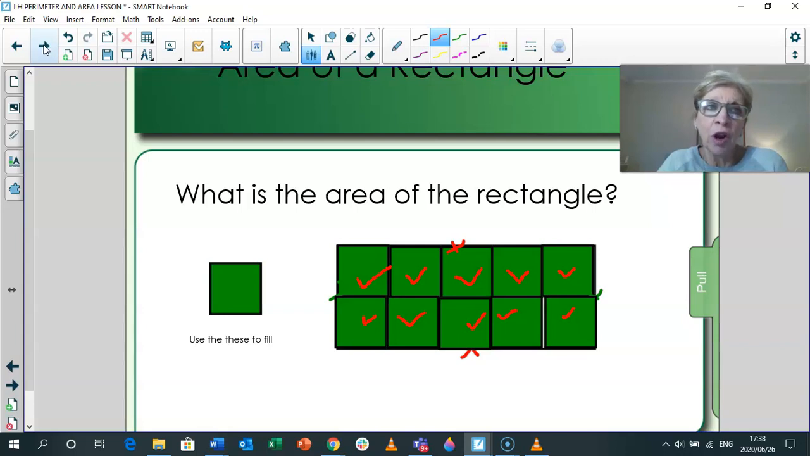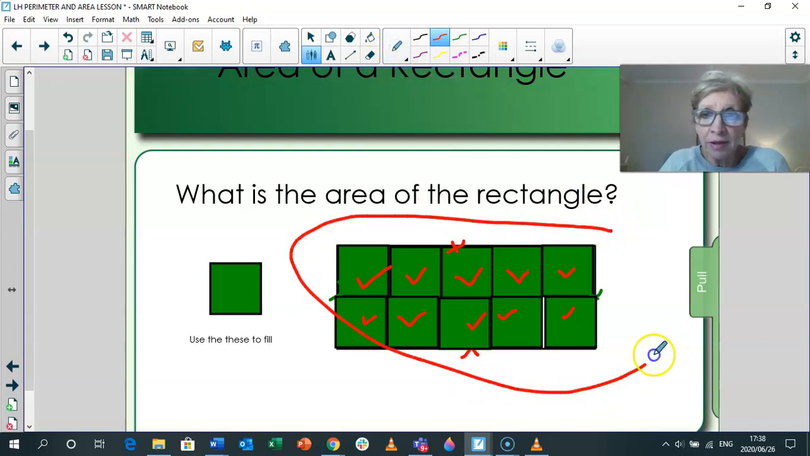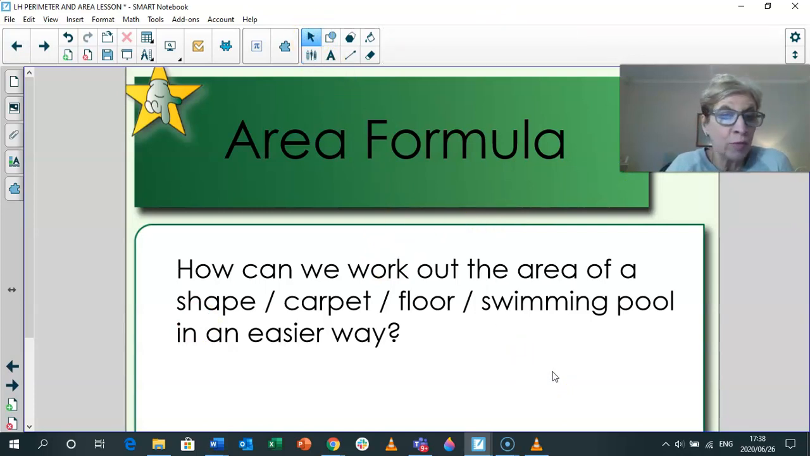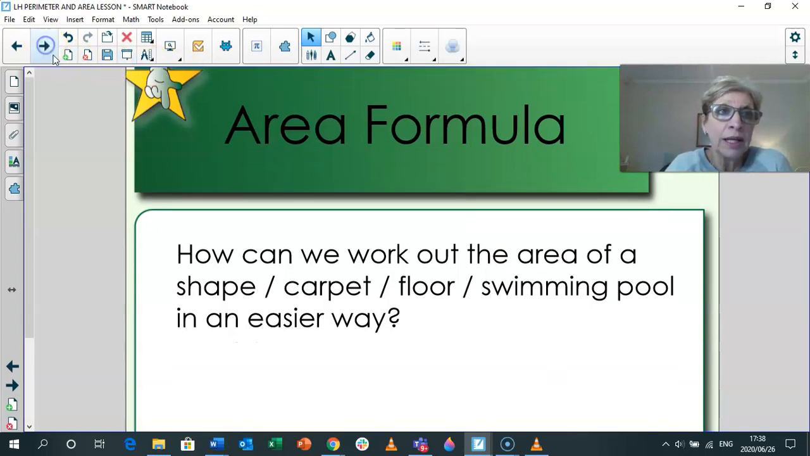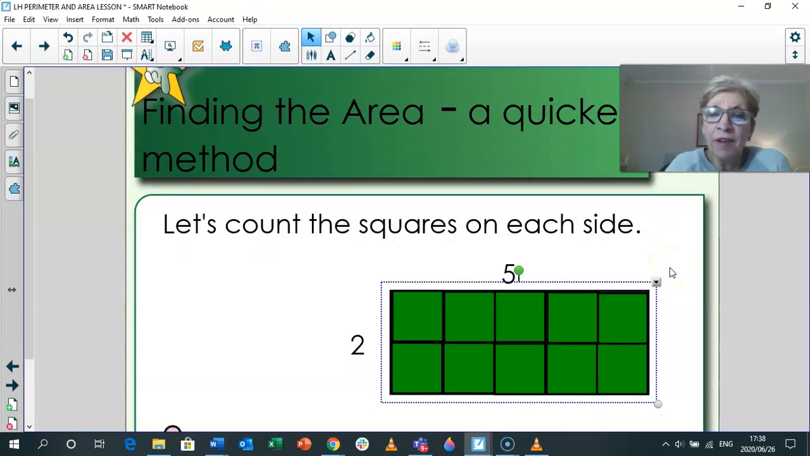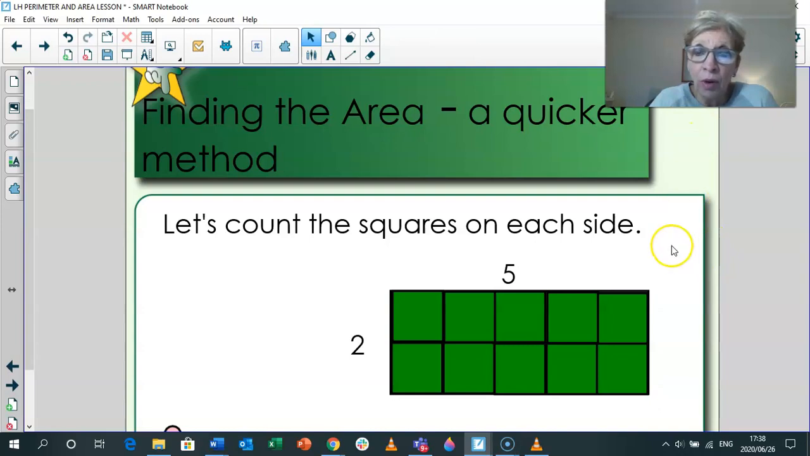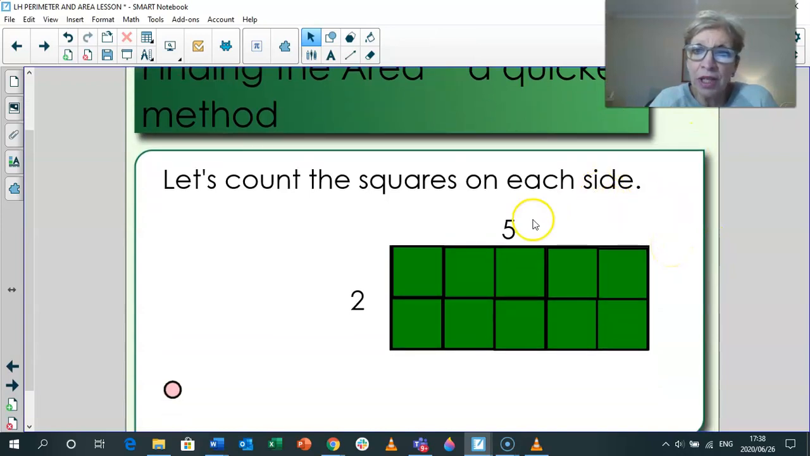We are going to learn the concept, grade 3, of what it means to find the area of a shape, not the perimeter, the area. In other words, how much space does that shape cover? So how can we work out the area of a shape, carpet, floor or swimming pool in an easier way? Well, let's have a look. We can find the area using a quicker method, as long as we understand what an area is. So let's count the squares on each side here.